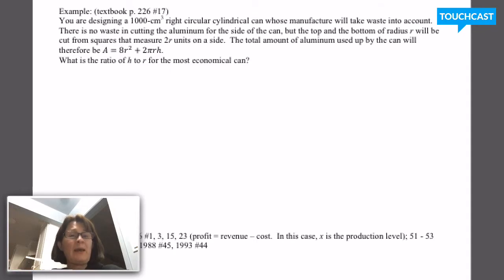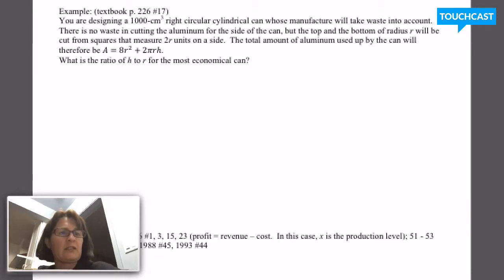Fortunately, this time, we happen to be given an equation for the amount of material that we're going to be using, and we can go through our 7 steps now. So I have been asked to minimize A. A is the amount of aluminum used in the can. My hint that this is an optimization problem is "most economical." That's my superlative, most economical. So cheapest, right? What's the cheapest can?